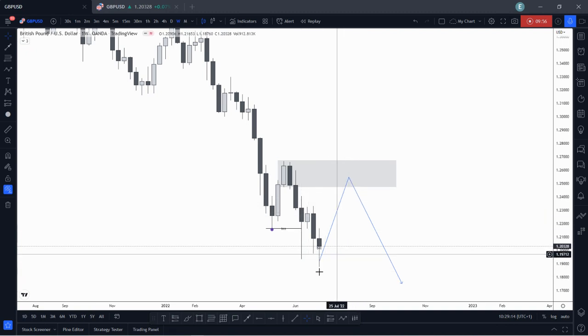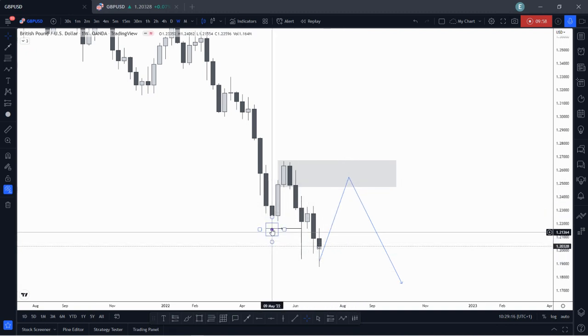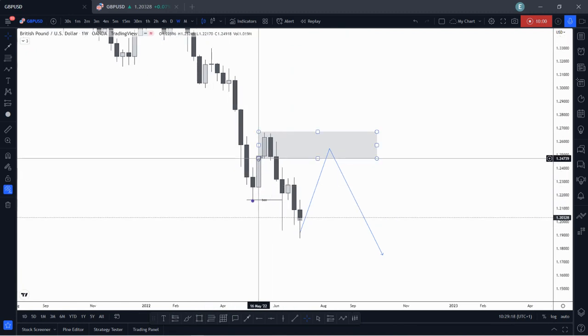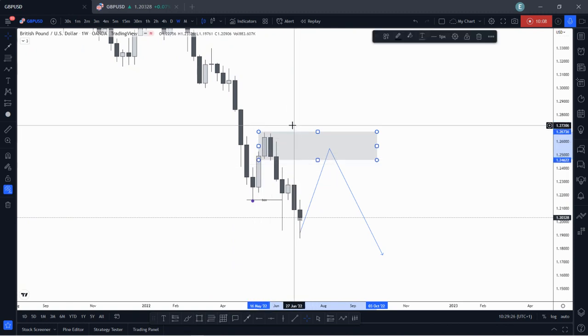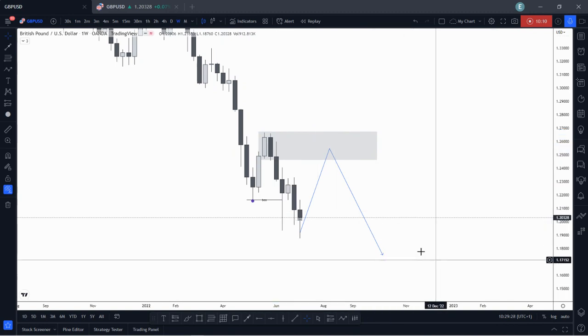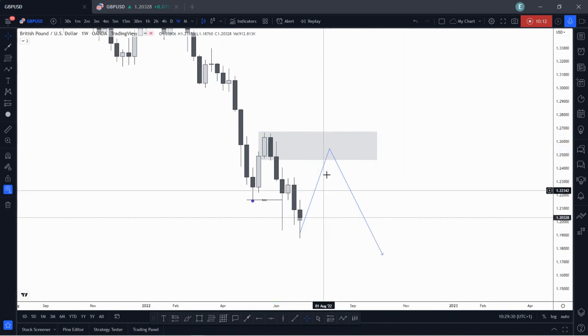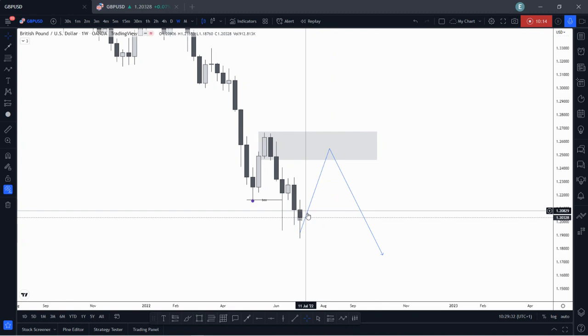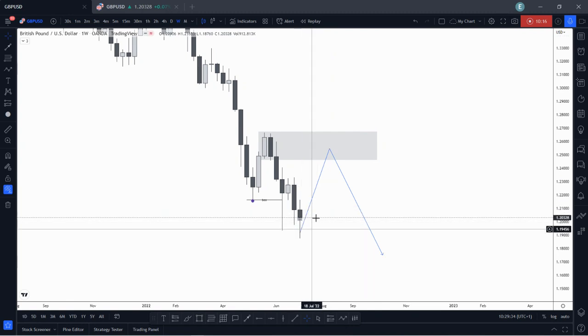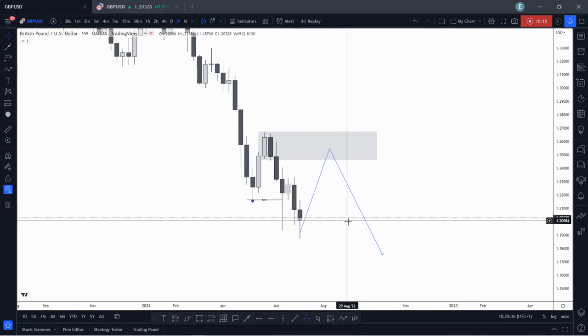So now as you can see, we already broke this structure, and after breaking this structure, I identified this as my order block. This was my order block. I can extend it to this a little bit. So this is my order block. Right now, what I'm expecting on the weekly is to see the market retrace back into this order block. And as you can see, it's also lining up in confluence with what we have on our monthly time frame.